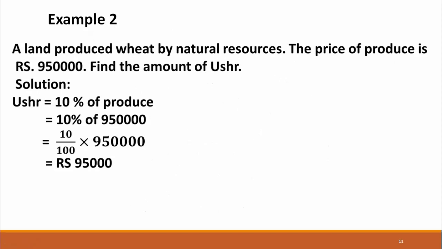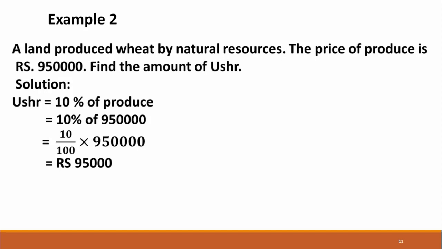Now, a land produces wheat by natural resources. In this question, it is also given that the land is irrigated by natural resources. The price of produce is ₹95,000. Find the amount of ushr.